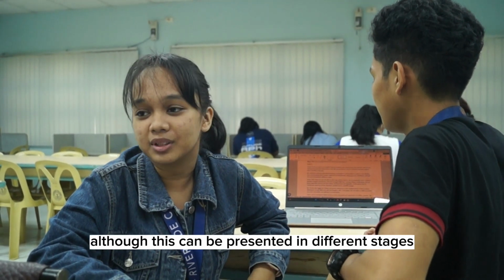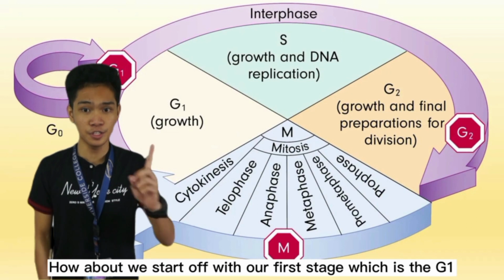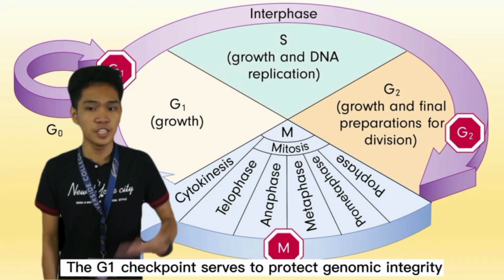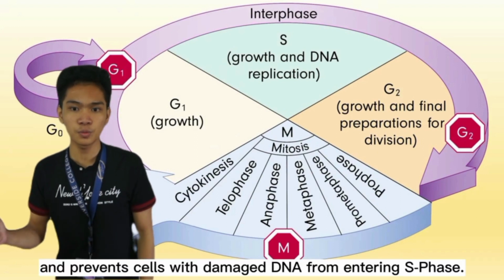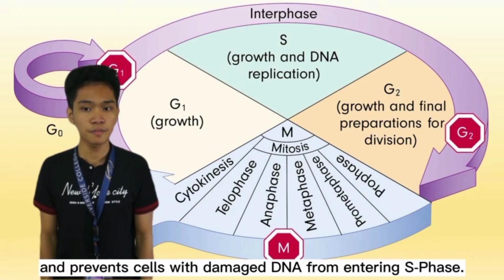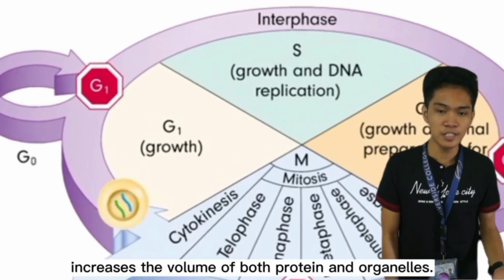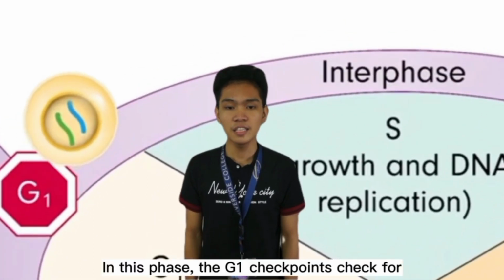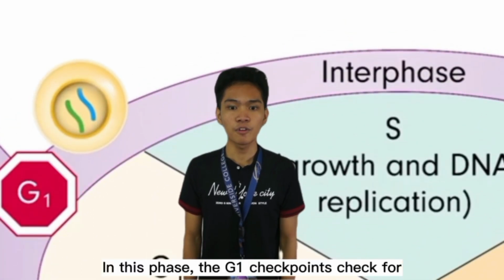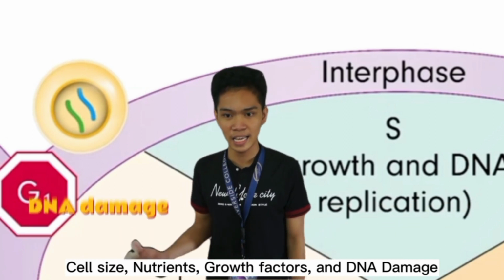Although this can be presented in different stages. How about we start off with our first stage, which is the G1. The G1 checkpoint serves to protect genomic integrity, preventing cells with damaged DNA from entering S phase. In this phase, the cell grows physically and increases the volume of all proteins and organelles. The G1 checkpoint checks for cell size, nutrients, growth factors, and DNA damage.